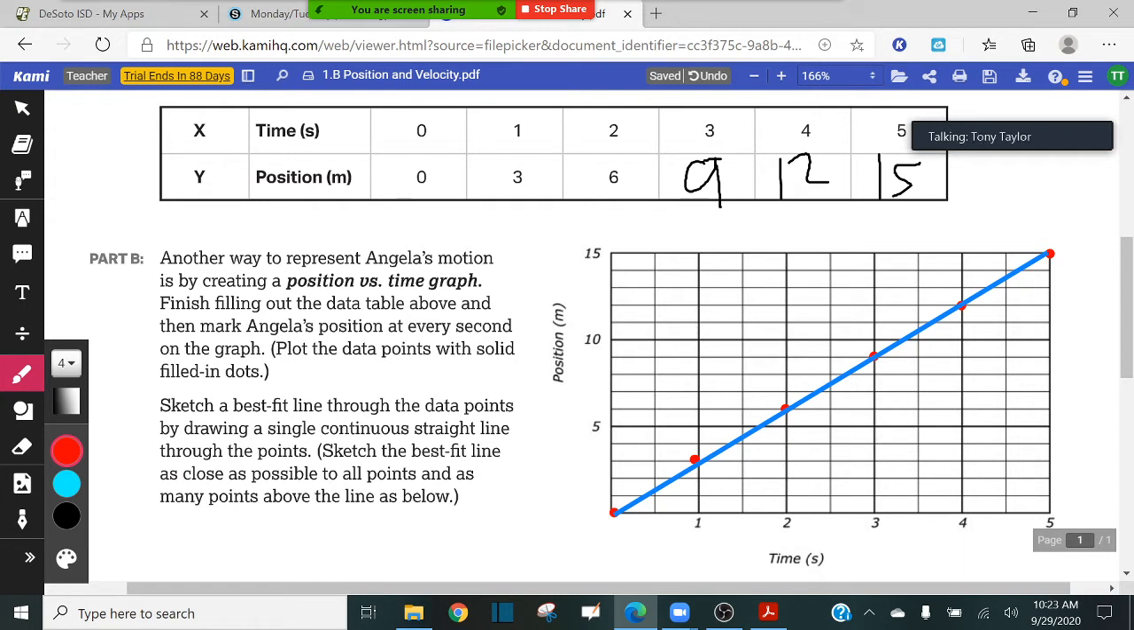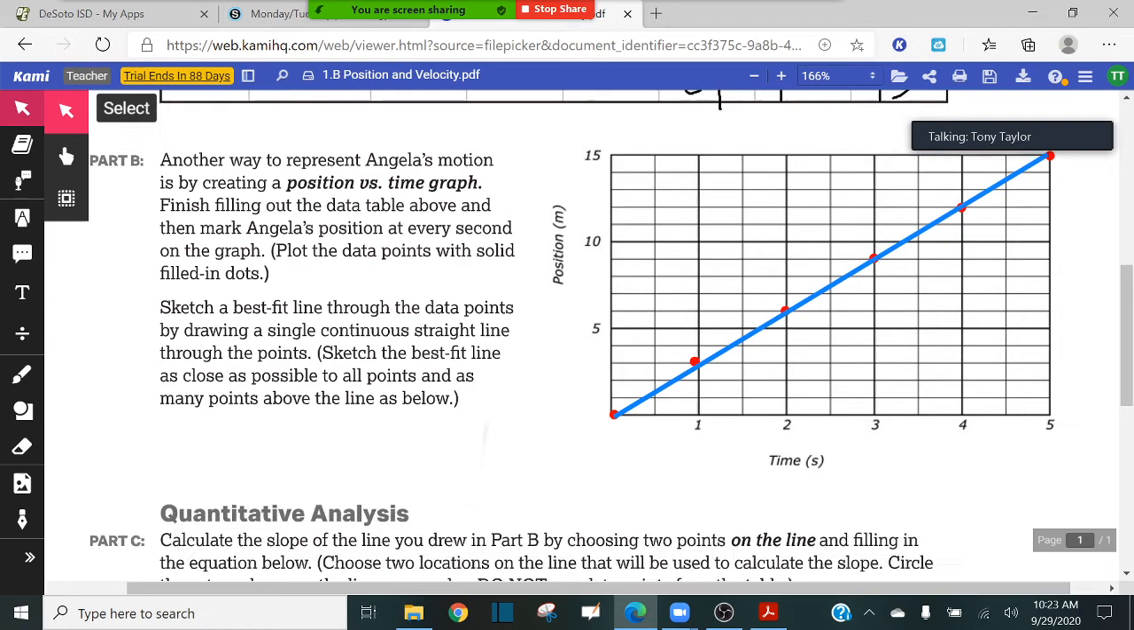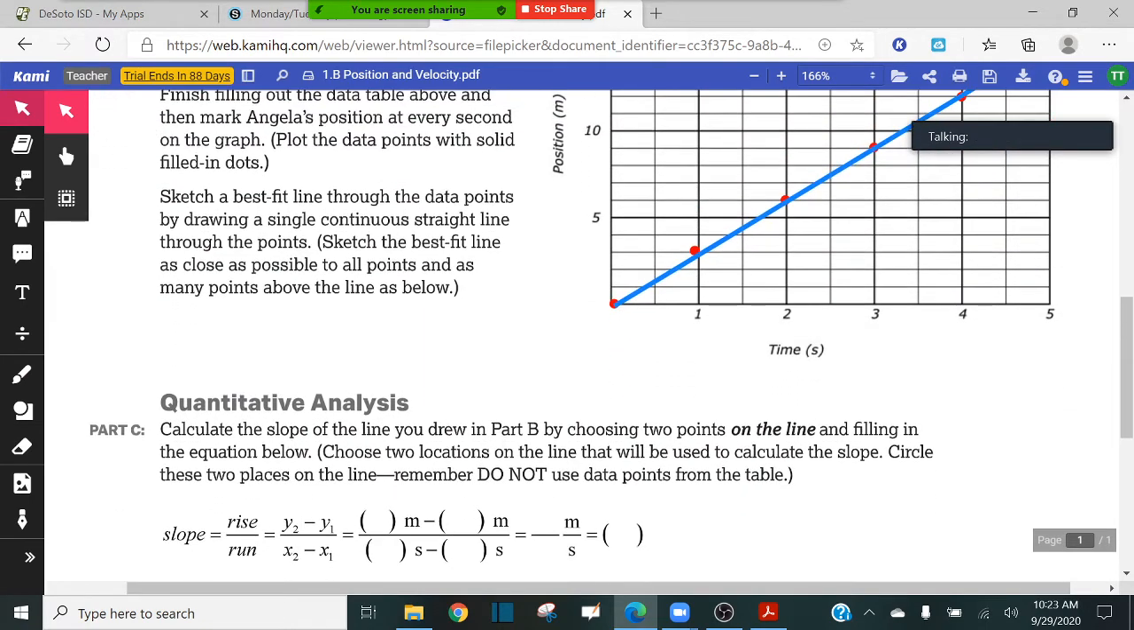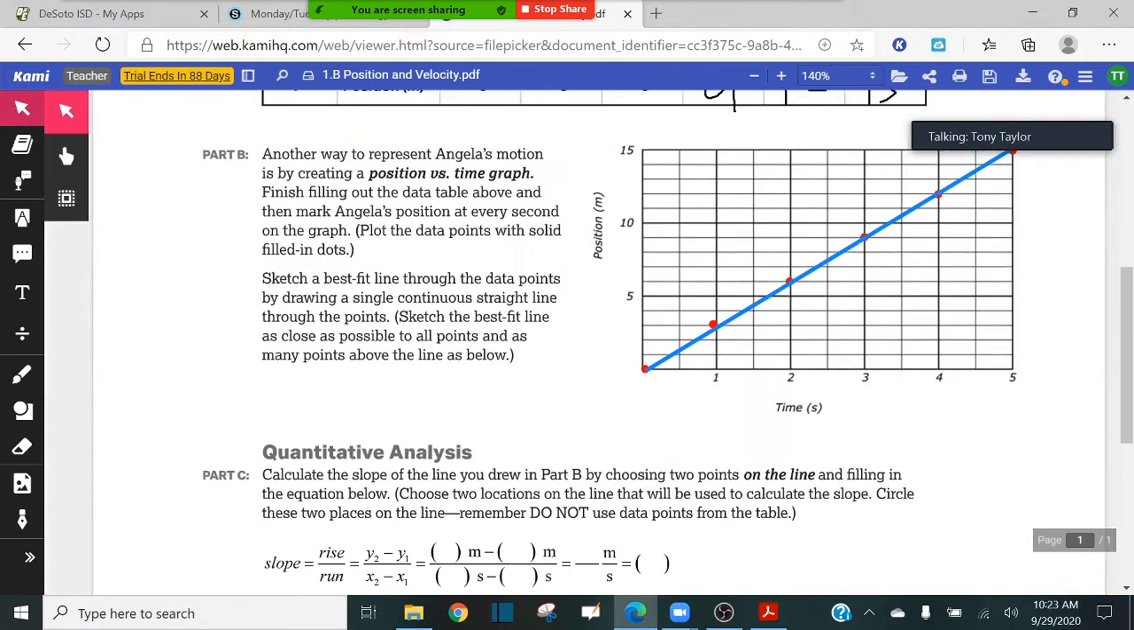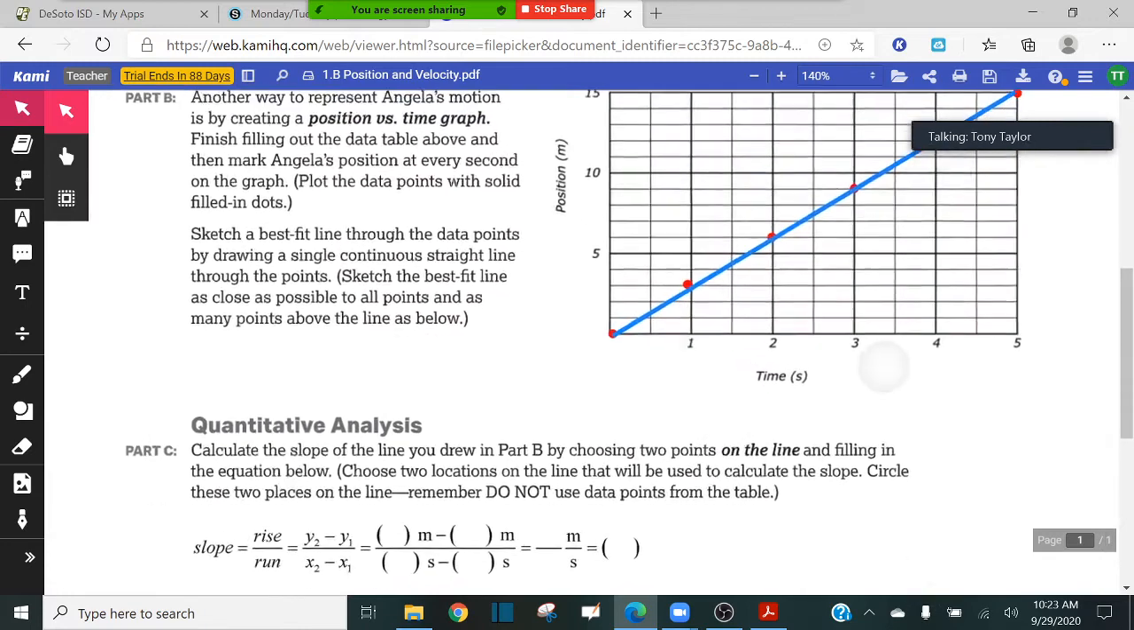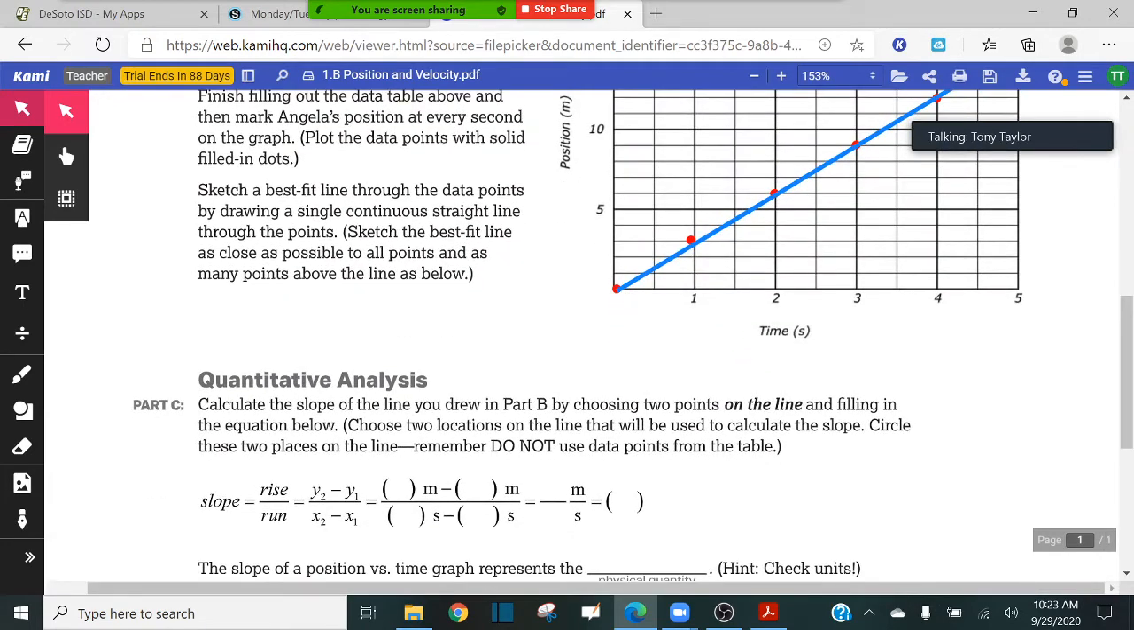Okay, now that we've sketched our position time graph, we need to take the slope of this line. Okay. Now, I want to say something here real quickly. When it says, hold on. I just realized I'm getting ahead of myself. I haven't even read part C yet, which is what we're about to do now.